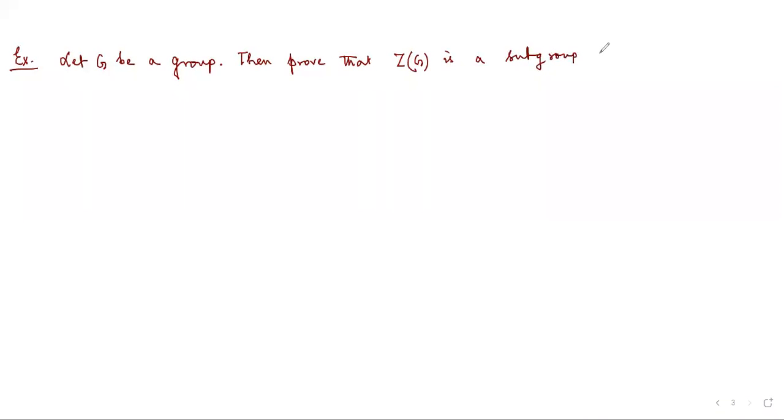Now, once again I'm going to give you another problem. The problem is, let capital G be a group. It is any group, not a commutative group. Capital G here is any group. Then prove that ZG, the center of the group, is a subgroup of capital G. Let us try to prove it.